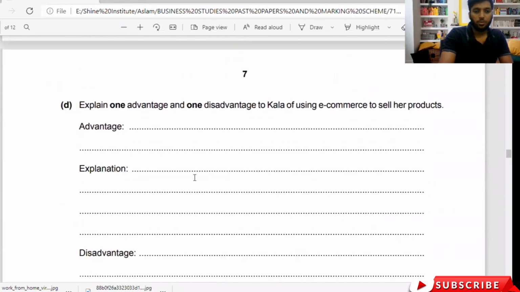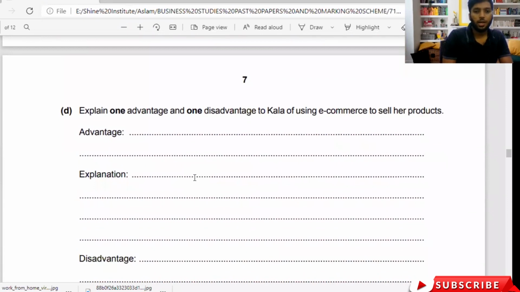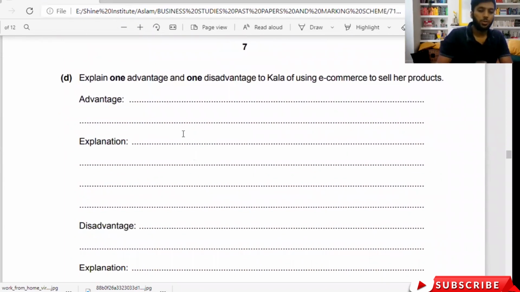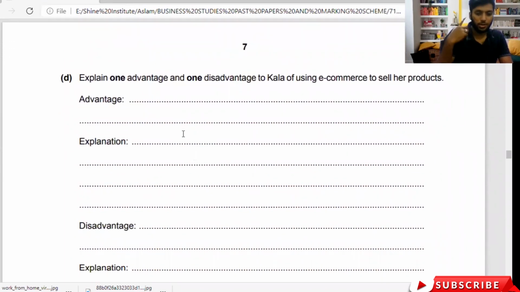D part, what does it say? Explain one advantage and one disadvantage to Kala using e-commerce to sell a product. So you need to give one advantage, then one disadvantage. So what might be the advantage of selling in e-commerce? Now students need to understand what e-commerce is. The term is very important. Then only you can apply the knowledge.